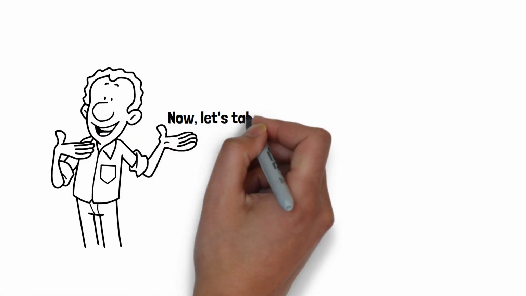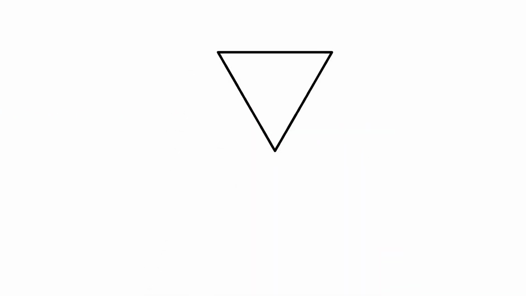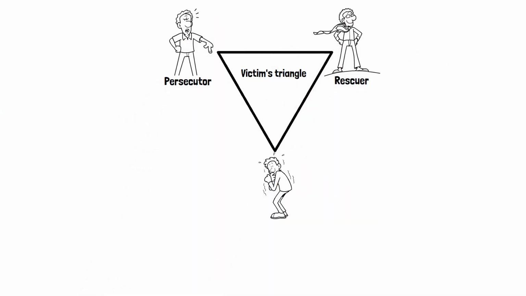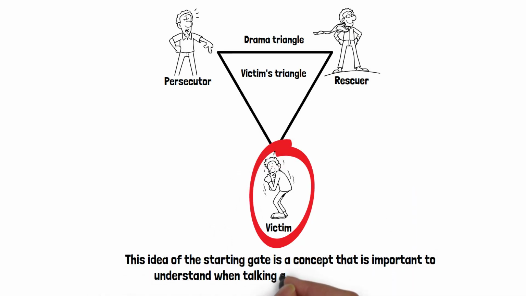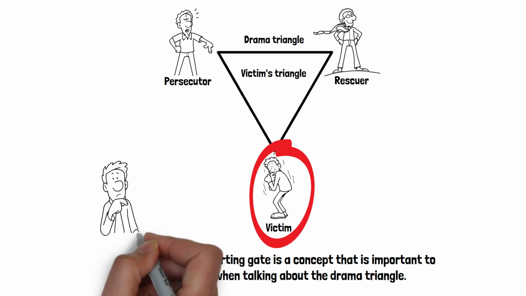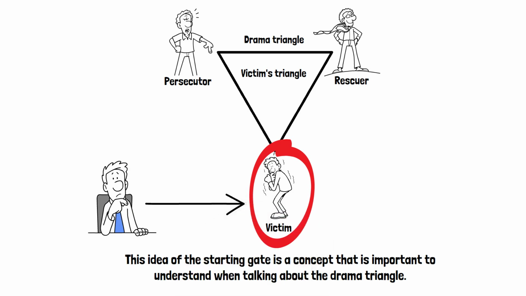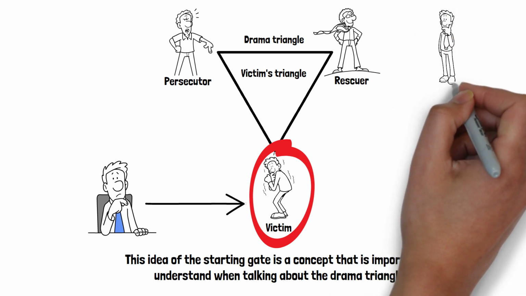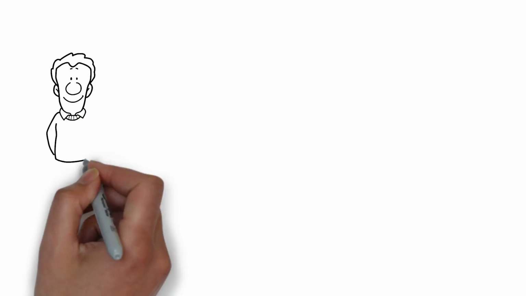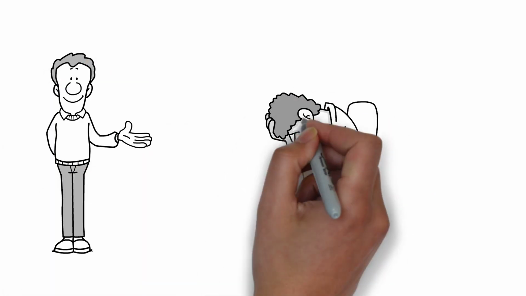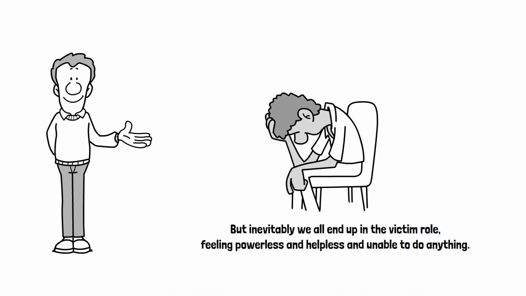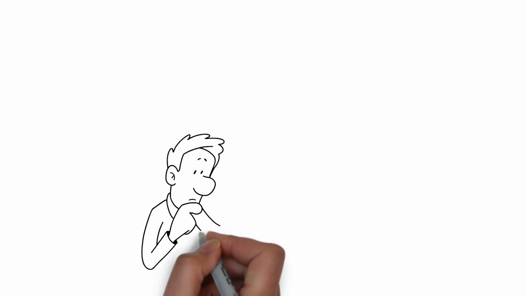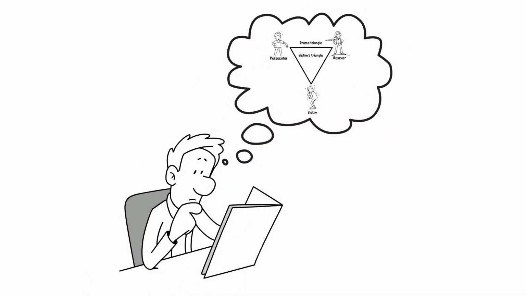Now, let's talk about the so-called starting gate. This is when someone enters the triangle, usually as a victim. This idea of the starting gate is a concept that is important to understand when talking about the drama triangle. We tend to have this one role that we most naturally enter into. So, for instance, one person might often go straight to the victim role, whereas someone else might jump into the rescuer role. As I said before, we shift from one role to the other. But inevitably, we all end up in the victim role, feeling powerless and helpless and unable to do anything. And that's why it is really important to work out strategies for how to get out of this triangle.